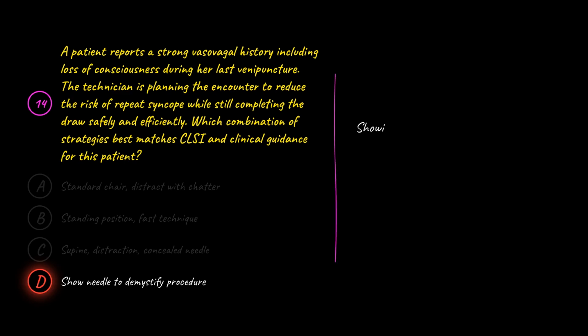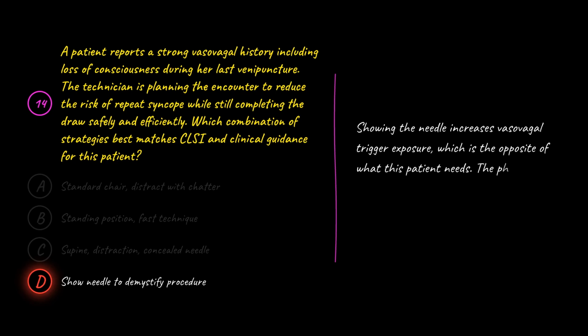D is wrong because showing the needle increases vasovagal trigger exposure, which is the opposite of what this patient needs. The phlebotomist conceals the needle and minimizes visual cues during the draw to reduce the chance of repeat syncope events.